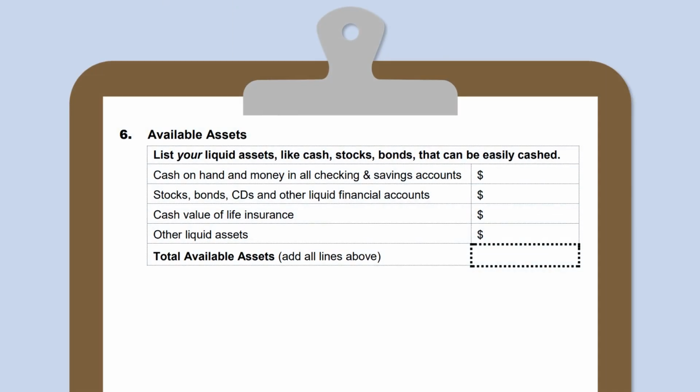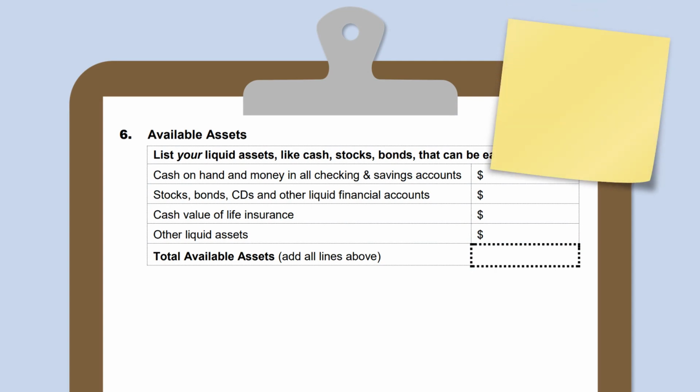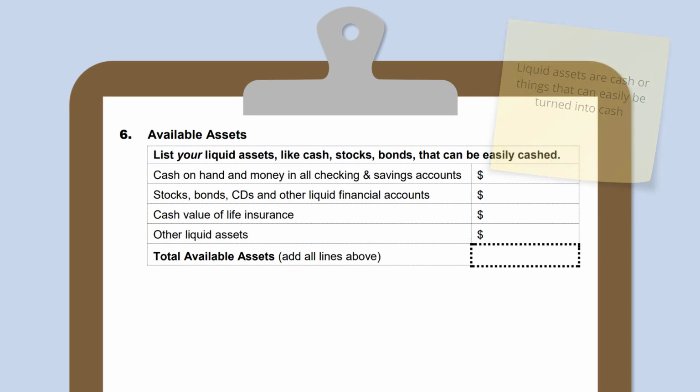On page 3, section 6, it says to list your liquid assets. Liquid assets are things that are either cash or can be turned into cash easily. The first entry is for cash on hand or in any accounts such as a checking or savings account. Enter the total amount here.